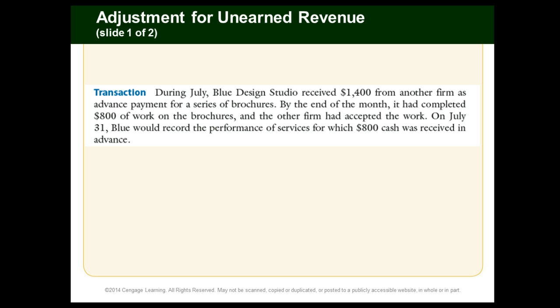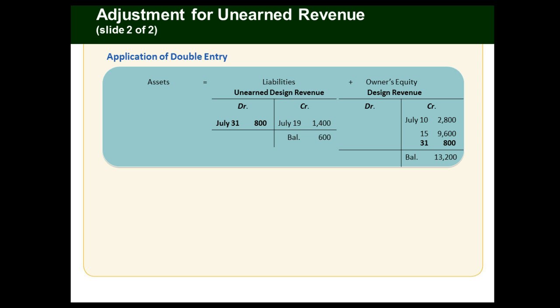So think of this, guys. They really received $1,400 of cash in advance. But $800 of it has now been earned. So what we'll do is we're going to show that $800 is now earned.